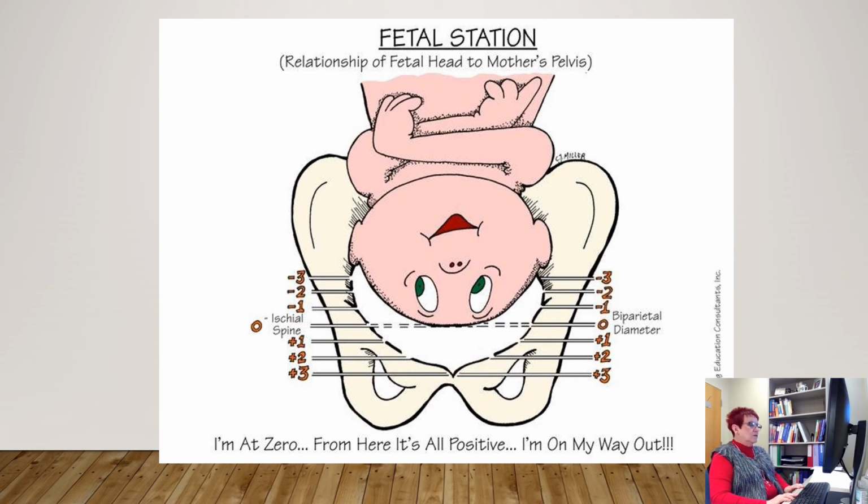There you go. Here's a little cartoon. As you can see, I'm at 0. From here, it's all positive. I'm on my way out. So just remember, zero station is at level with the mother's ischial spines, and you can feel those when you do a vaginal exam.